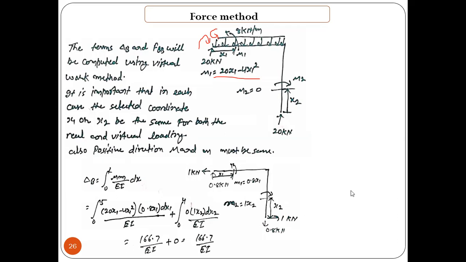The summation of horizontal force is equal to 0, so 1 equals 1 only. So that will be equal to 1 kilonewton. Now take the moment about any of the support points and you will get 0.8 here. That is 4 by 5, and 4 by 5 is just 0.8 only. That is how you can get the value of the vertical reaction.